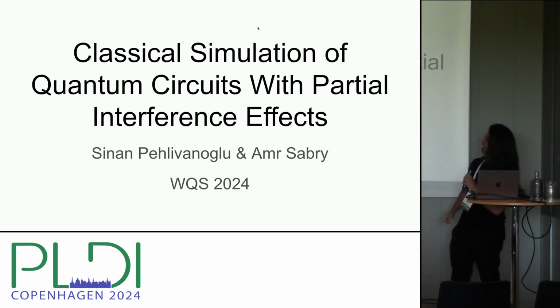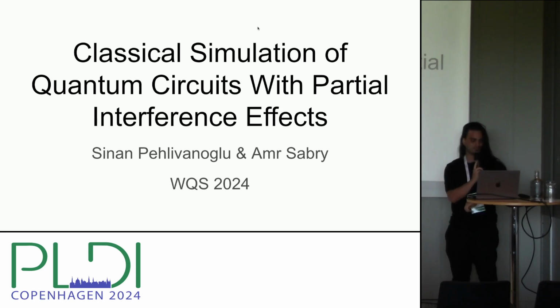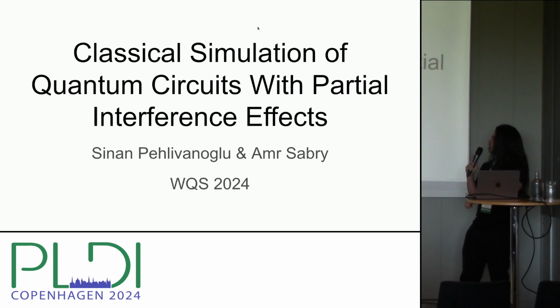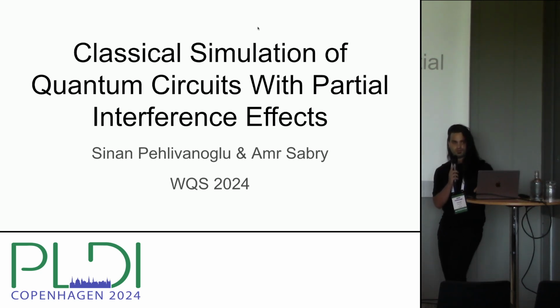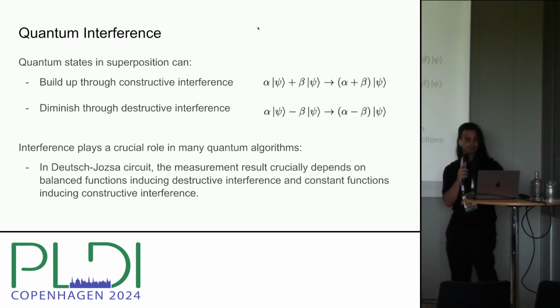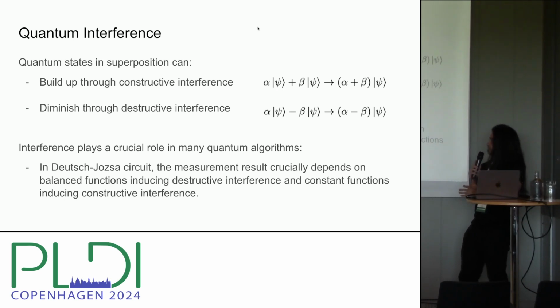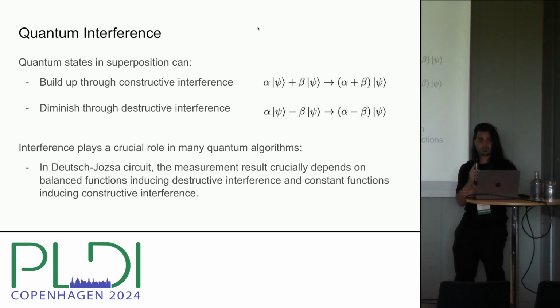Afterwards. Okay, so I'll be talking about our work with Amr on partial interference effects. But before we get into what partial interference effects are, let's talk about quantum interference first. Quantum interference is one of the first things that many quantum textbooks and classes start with, the famous double slit experiment, not only because it is a very interesting thing, but it is also one of the core ideas that power the quantum algorithms, the ones at least that we know of so far.